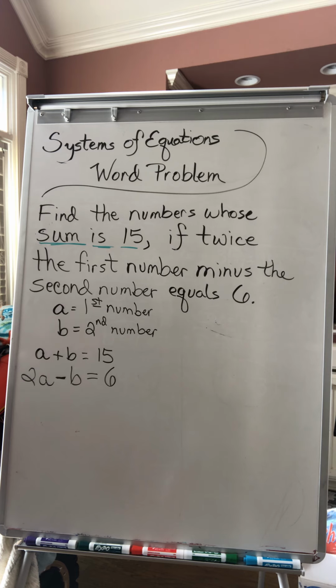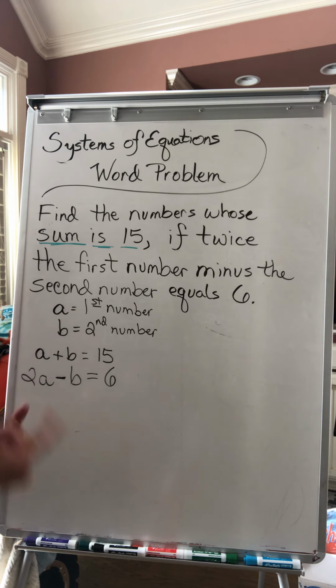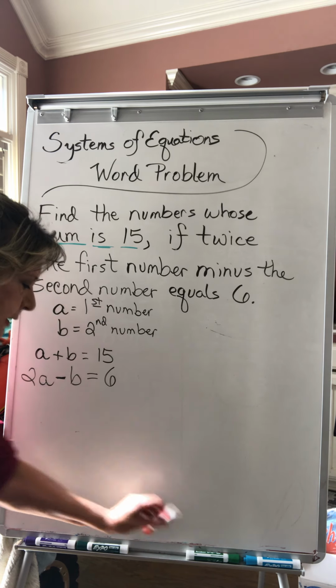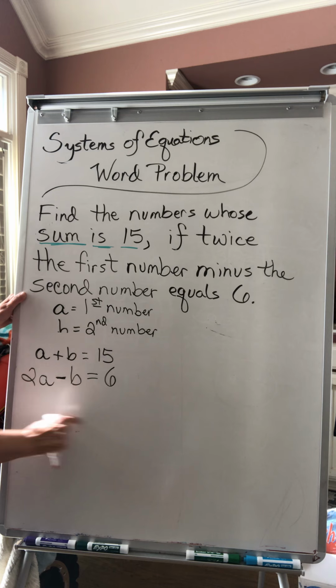Now we have two unknowns. If I have two unknowns, I need two equations. If I had three unknowns, I would need three equations. One unknown, I can just use one equation and solve for it. Okay, so let's solve this little buddy. Here's my system right here.